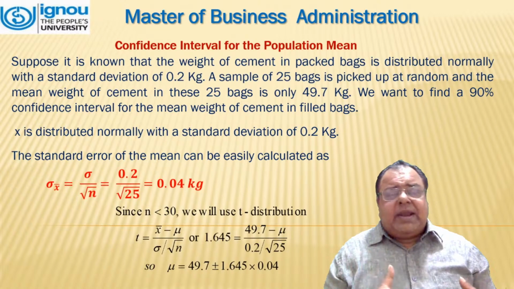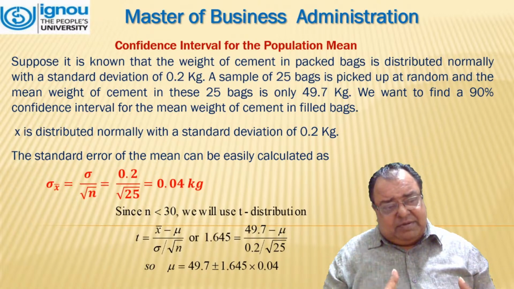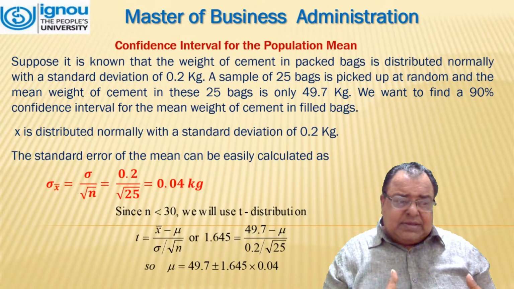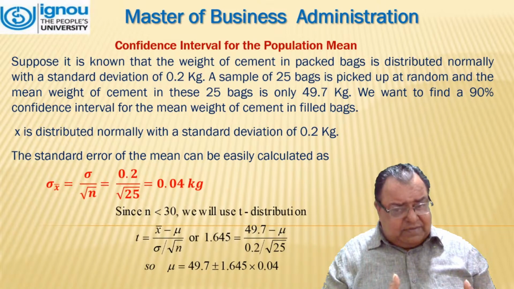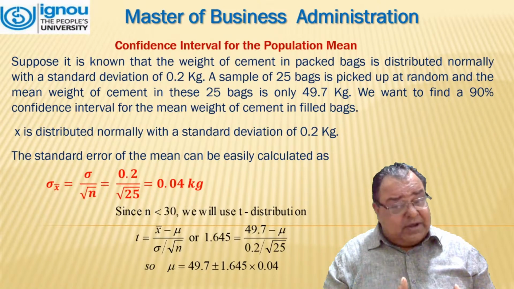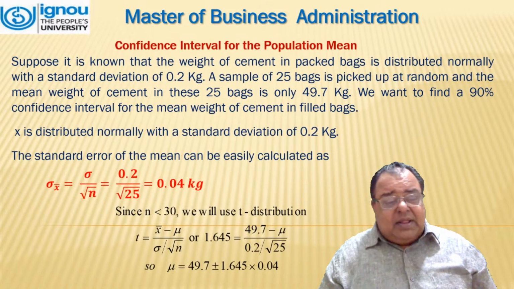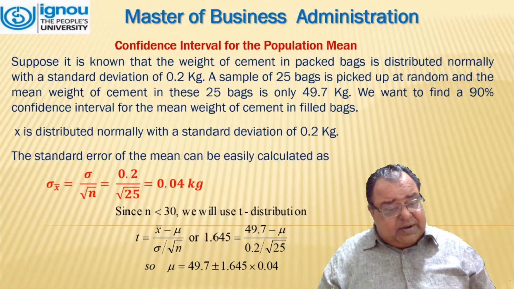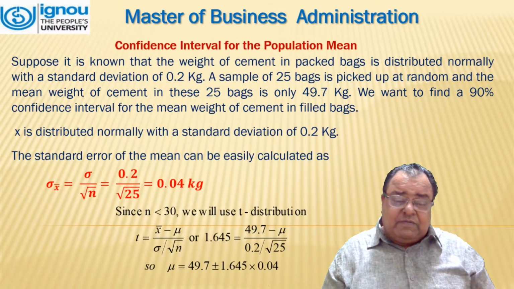Now, the statement itself says that the weight is normally distributed and the standard deviation is 0.2 kg. The mean is stated as 49.7, but we have to find the confidence interval of the mean weight in these filled bags. We have to determine sigma x bar, that is sigma upon root n, where sigma is 0.2 and the sample size n is 25. That means 0.2 divided by root 25, which is equal to 0.04 kg.